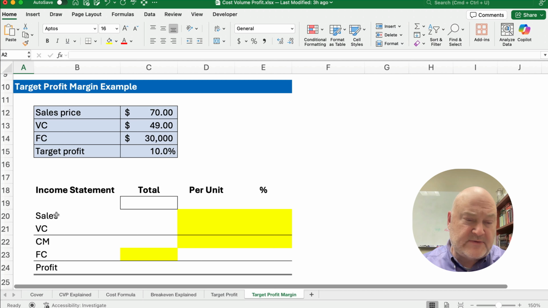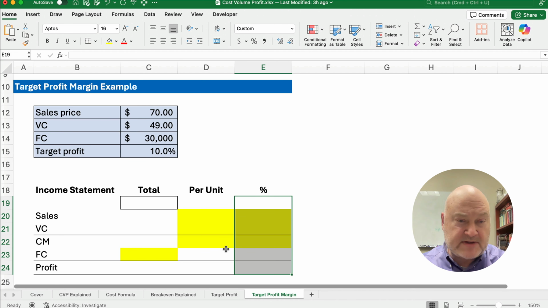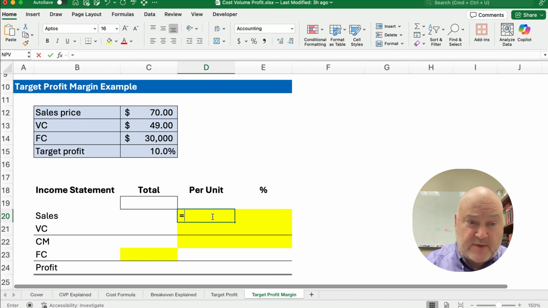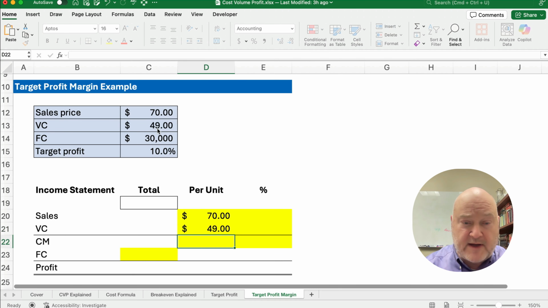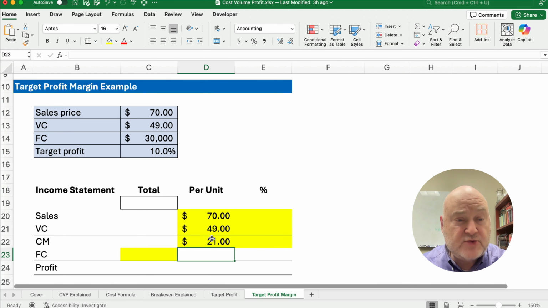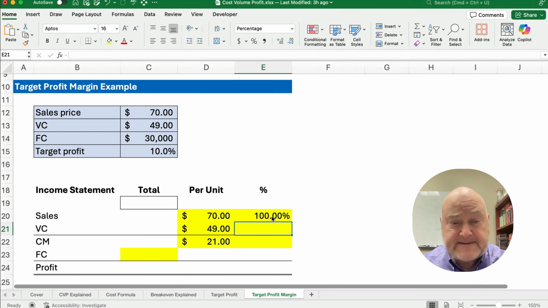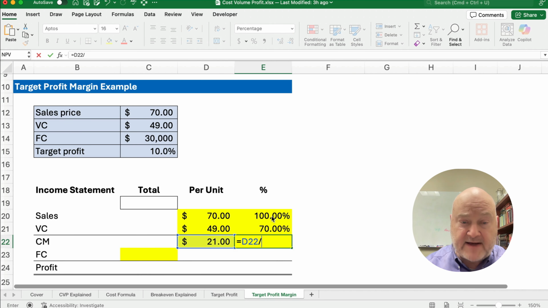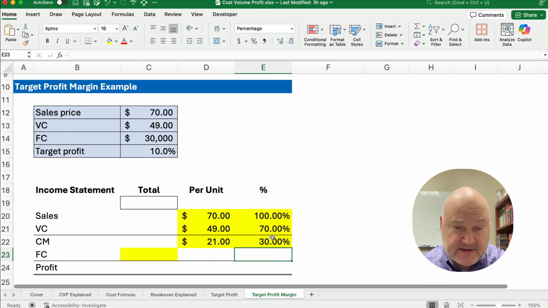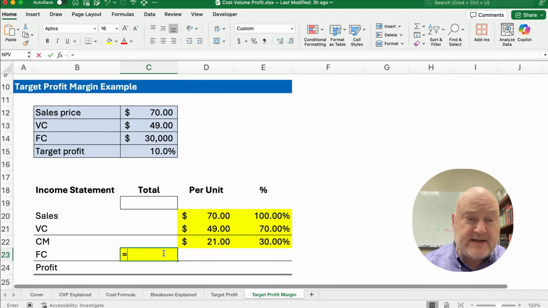The way we want to do this one is an income statement that has the total dollars, the per unit dollars, and then the percentages. So we'll be able to figure out how this works. Here's our given information. Our sales price is $70, and our variable cost per unit is $49. I'm going to take the 70 minus the 49, so our contribution margin per unit is $21. For percentages, sales is always 100%. Then I take the 49 divided by the 70, and that's 70%. The 21 divided by the 70 is 30%, or we can simply subtract. And the fixed cost is $30,000.